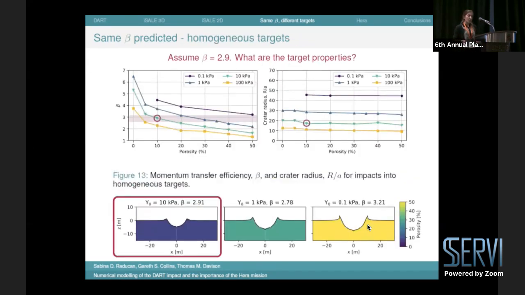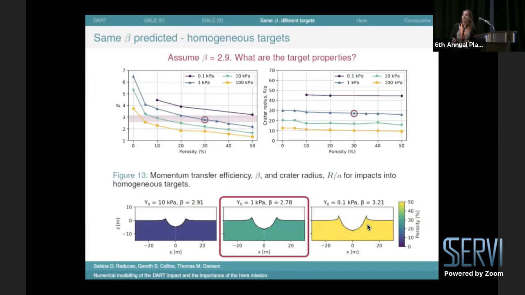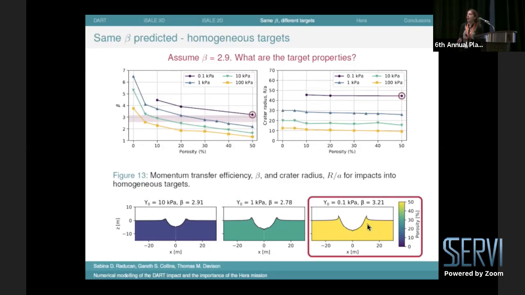So if the target is homogeneous, and here is a graph showing beta as a function of porosity for 4 different cohesional strengths, we can see that we can either get an impact into a 10 kilopascal target at 10% porosity, or maybe a 1 kilopascal target at 30% porosity, or even a 0.1 kilopascal target at 50% porosity. Looking at beta alone, we can't really tell which one it is.